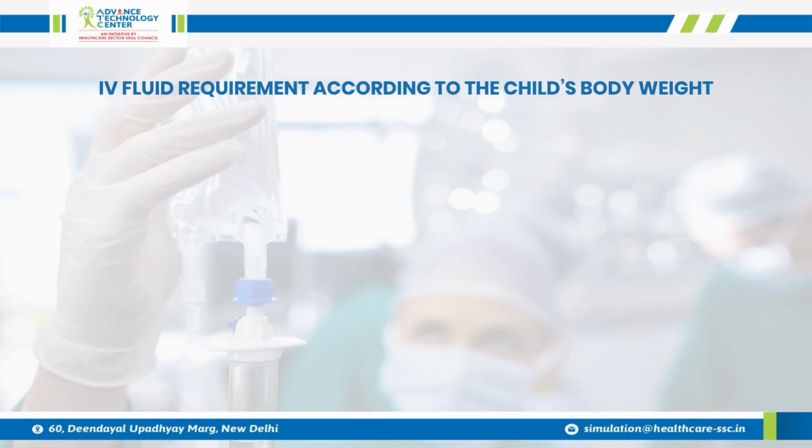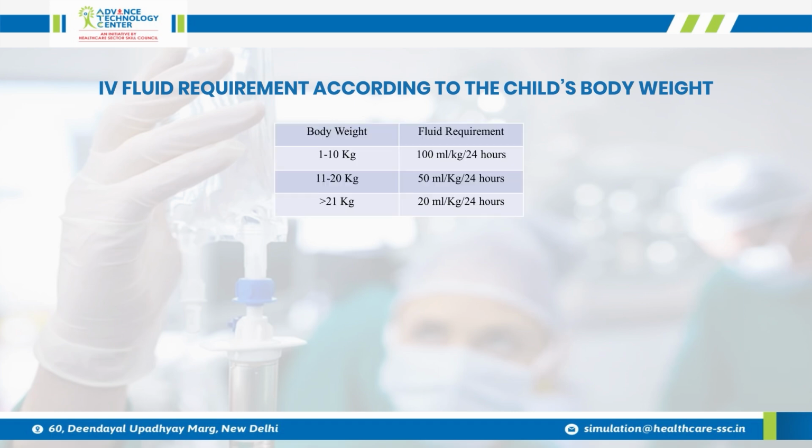IV fluid requirement according to the child's body weight. The daily fluid requirement varies according to body weight and is calculated as follows. Body weight: 1 to 10 kilograms. Fluid requirement is 100 milliliters per kilogram per 24 hours. Body weight: 11 to 20 kilograms. Fluid requirement is 50 milliliters per kilogram per 24 hours. Body weight above 21 kilograms. Fluid requirement is 20 milliliters per kilogram per 24 hours.